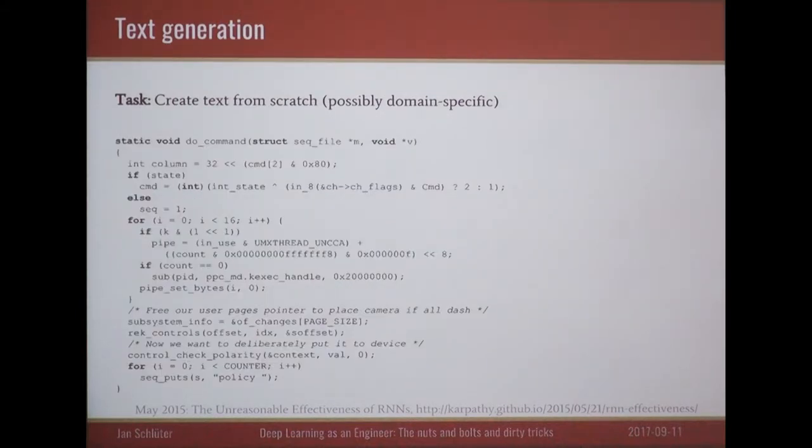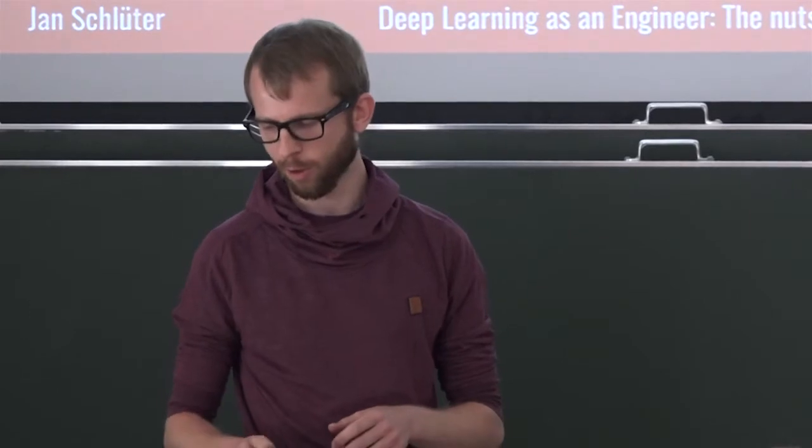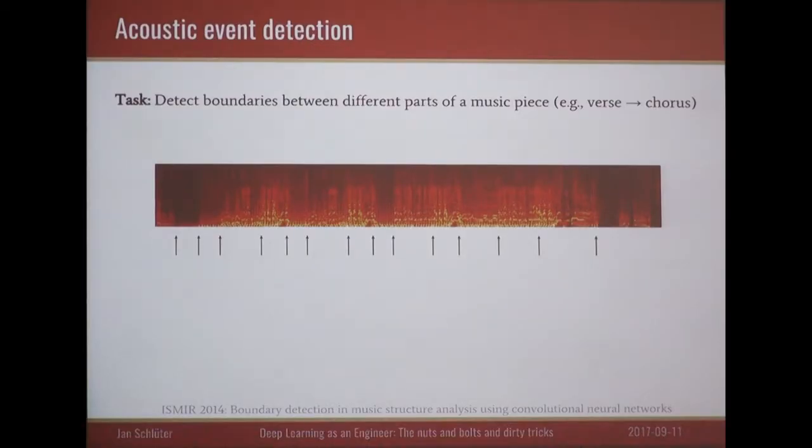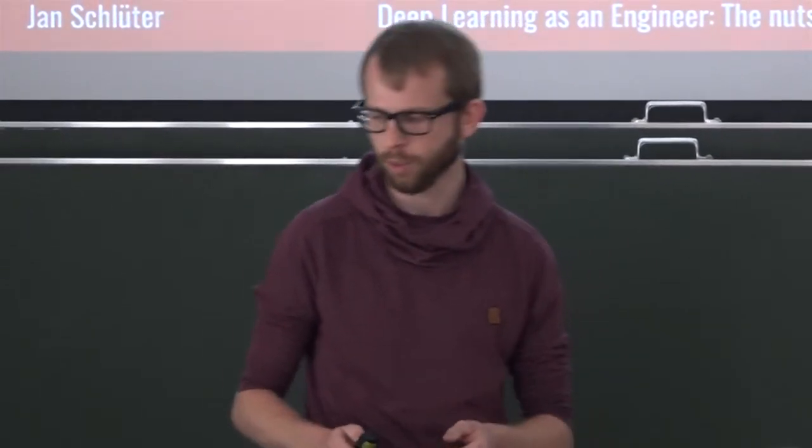And if you train the same on Linux source code, on the Linux kernel source code, then it will generate something that looks like C code. It doesn't declare all the variables it's using here, but it also puts in some helpful comments, such as "free our user pages pointer to place camera if all dash". And then, since we're going to also talk about audio here, an example from the audio domain is to try and detect where in the music piece there's a transition from one musical part to another, like from the verse to the chorus, or from the chorus to the break, something like that.